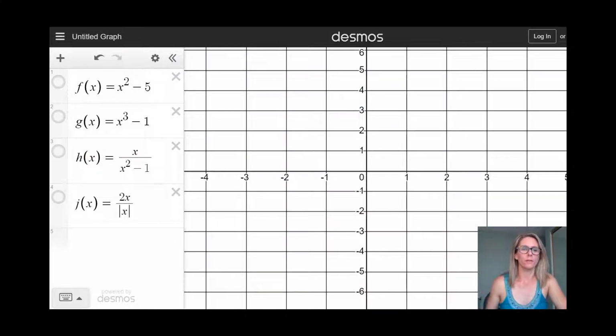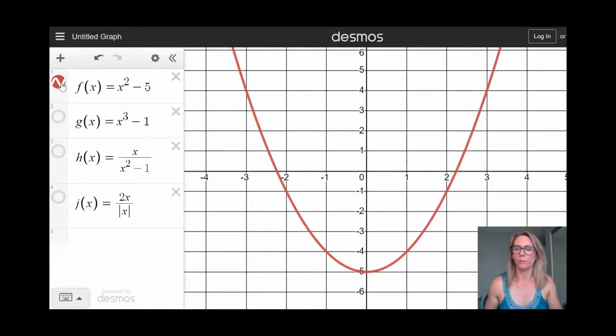So let's take a minute and look at some of these even and odd graphs that we just found algebraically, whether they were even or odd or neither. So the first one is probably the most straightforward. We have x squared minus 5. When we put in negative x for x, we come out with the same thing. And as you can see, that's a parabola. It has symmetry over the y-axis because it is an even function.